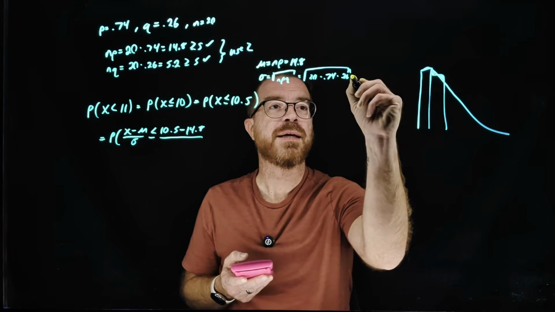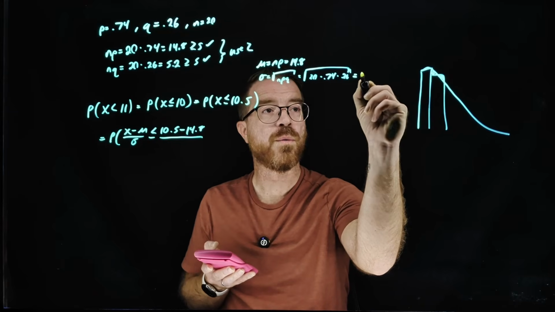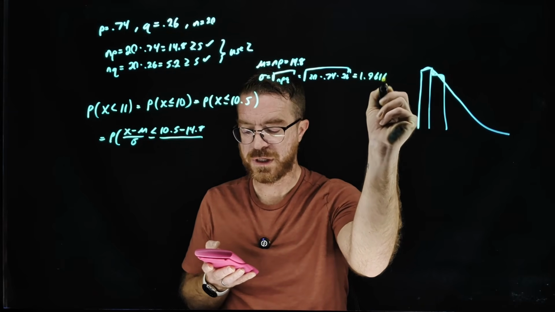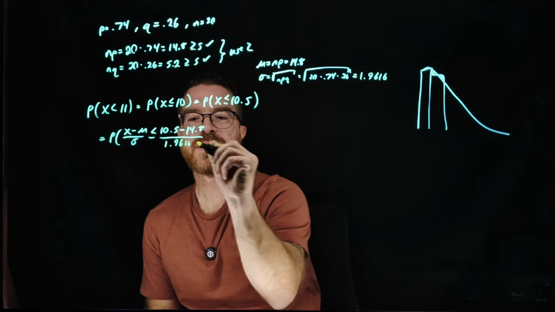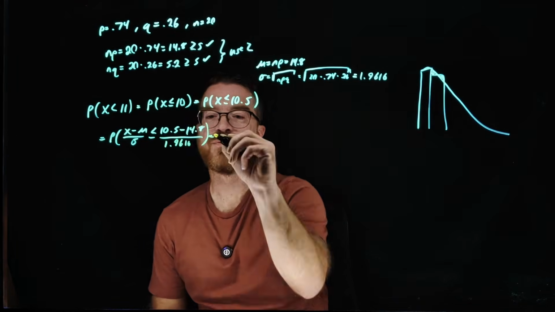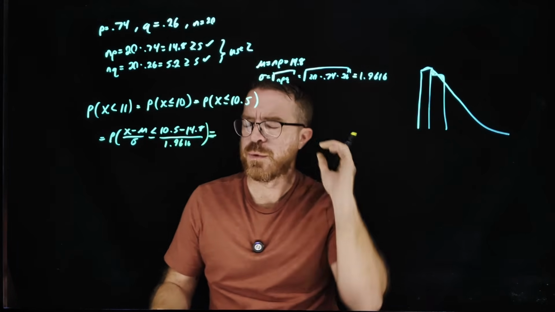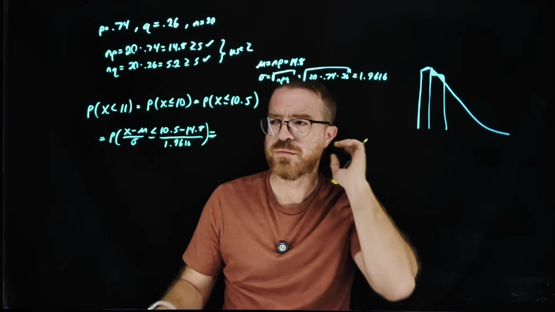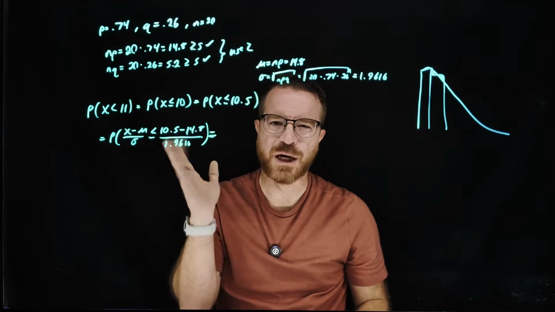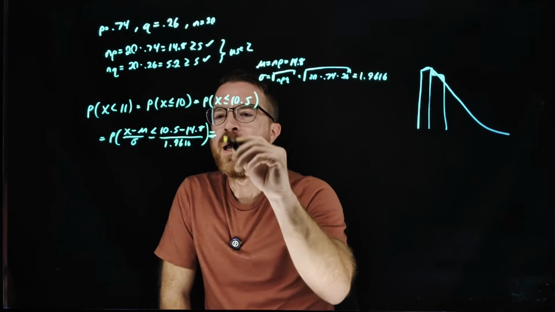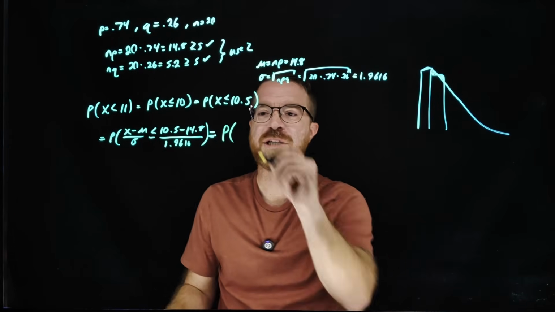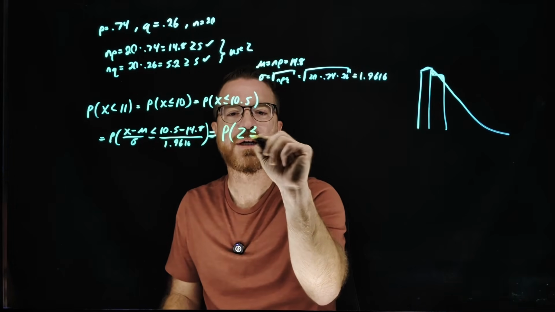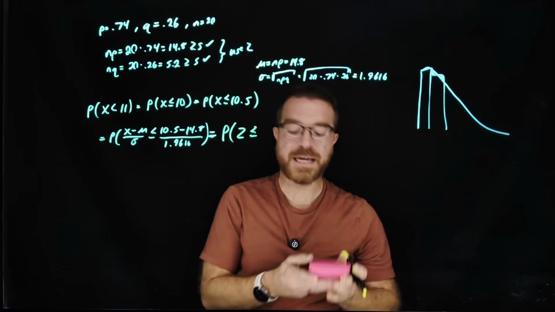And I got a standard deviation of 1.9616. And of course, I'm doing this to 4 decimals just because we want final answers in 4 decimals. So we're just going to keep it, just to help prevent some rounding error. So the probability of x minus mu over sigma is just equal to z. The inequality stays the same. And now I'm going to plug this into my calculator.